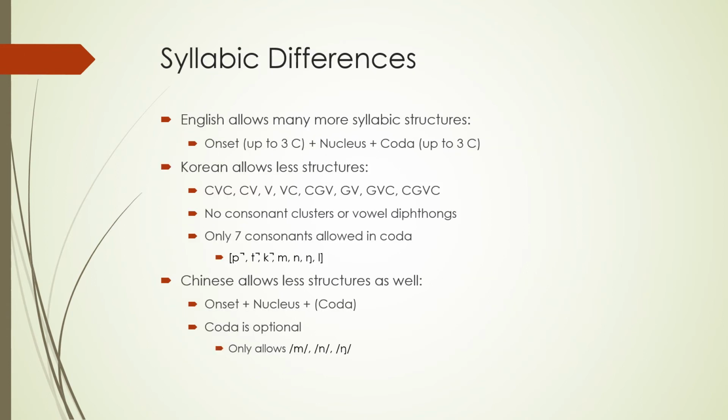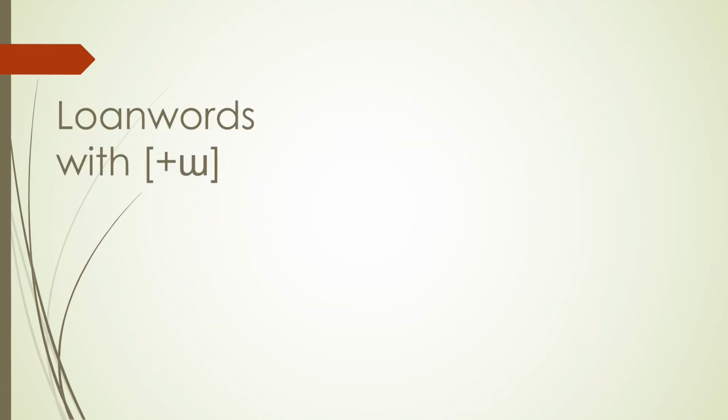And then in terms of syllabic differences, English allows many more syllabic structures with up to 3 consonants in the onset and the coda, while Korean allows much fewer structures, specifically these 8. There are no consonant clusters or vowel diphthongs, and only 7 consonants are allowed in the coda. Chinese allows fewer structures as well, with an optional coda, and only allows these 3 phonemes in the coda.